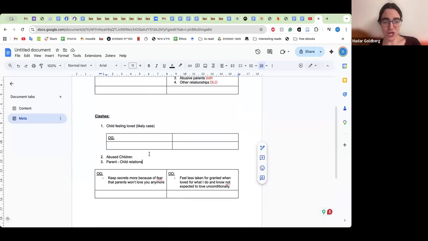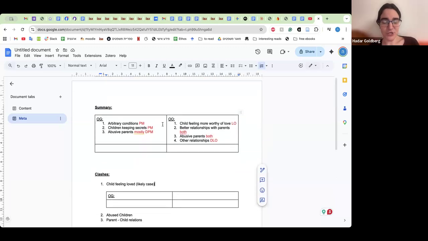Then lastly, I have parent-child relations, which I'm genuinely not sure yet who wins between OG and OO. I might even lean OG here. But I have the intuition that OO is probably winning the first two clashes. Is the general thought process clear, regardless of whether you agree with the conclusions or not?